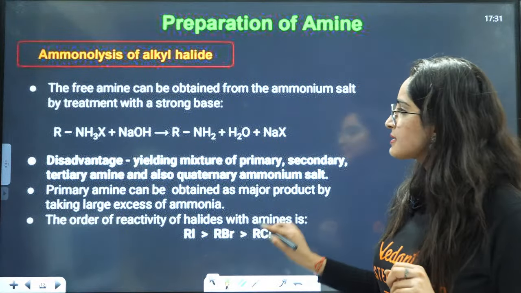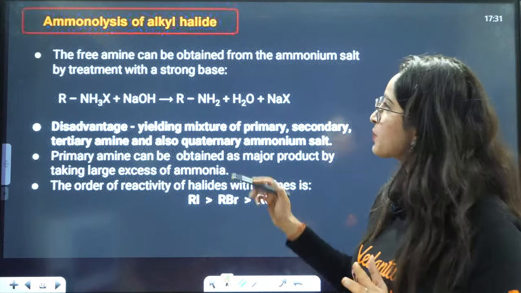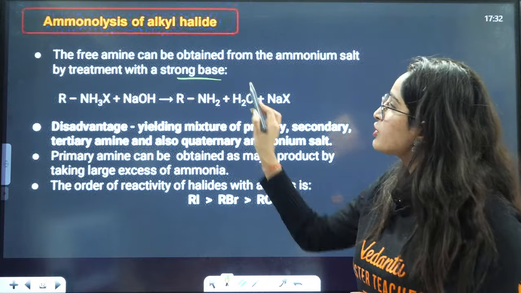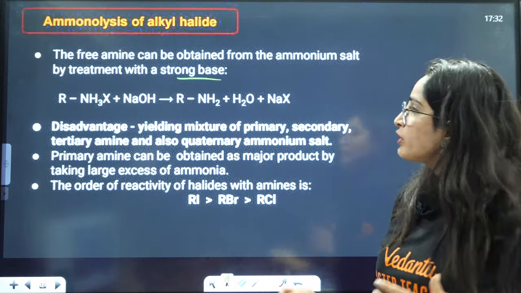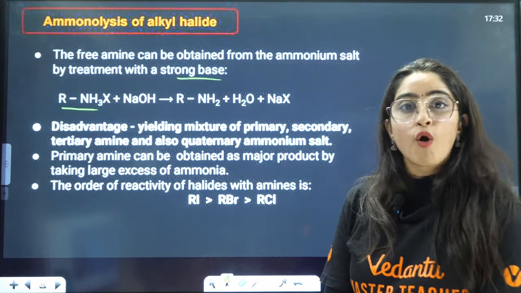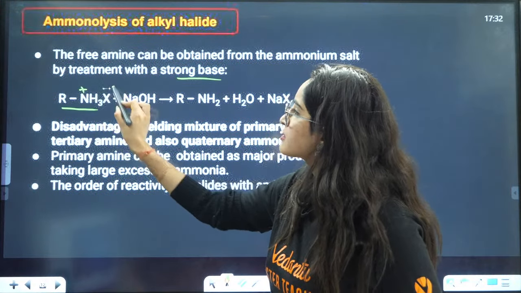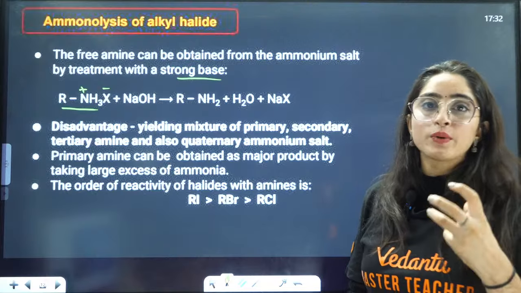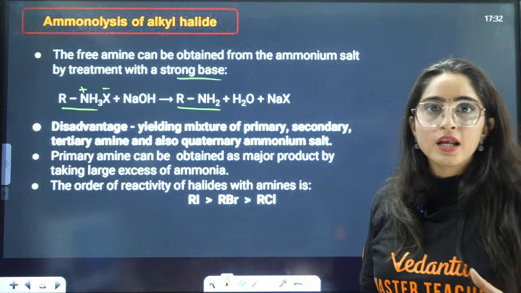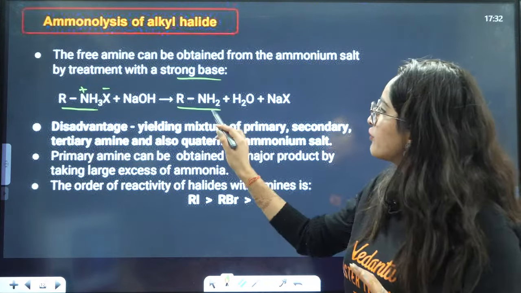Now let us see ammonolysis of alkyl halide. The free amine can be obtained from the ammonium salt by treatment with a strong base, right? For example, you have a 1 degree substituted ammonium salt that was formed. This is positive and this is negative. Now if you react this with base, you will have the formation of free amine. It will not have any H positive or X negative. You will have the formation of free amine.